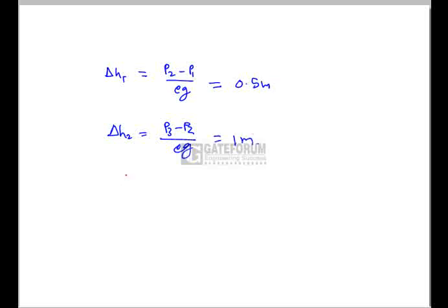from the first two equations, del H1 is equal to P2 minus P1 by rho g, and del H2 is equal to P3 minus P2 by rho g. So here P2 minus P1 is already known values. From this we can get del H1 as 0.5 meter, and from this we can get del H2 as 1 meter, and the difference between del H2 and del H1 is equal to 0.5 meter. So here the right answer is 0.5 meter, and in the options the right option is A. A is the right answer.